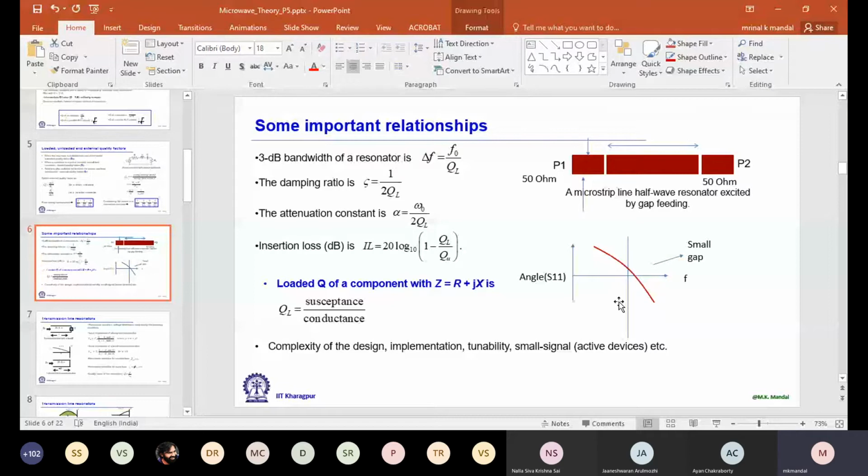Is it clear? Yes, sir, that gap was because of the feed lines, beta L caused by the feed lines. Yes, exactly. And if the feed line length is 0, then in that case it should cross 0. But you have to excite the resonator by using a microstrip line. For waveguide, it's a section of waveguide, so we can't avoid that change of phase by twice beta L. That will be there.